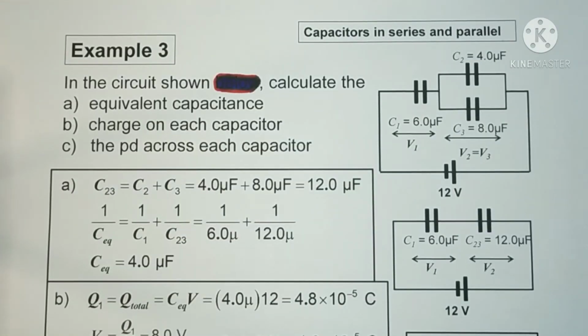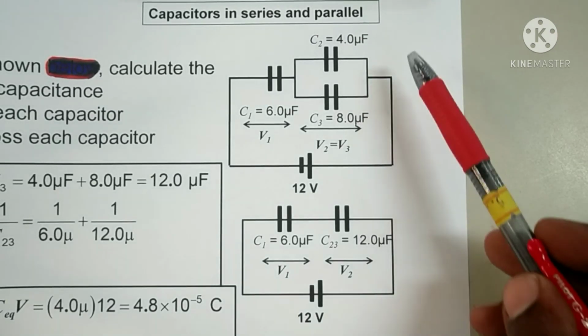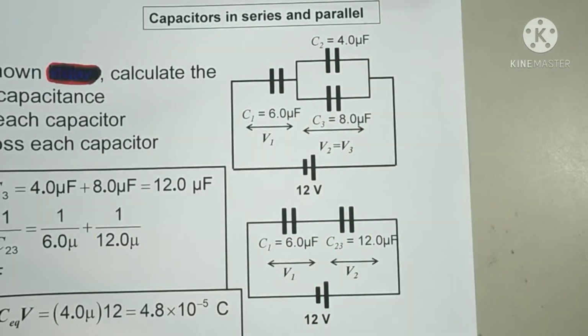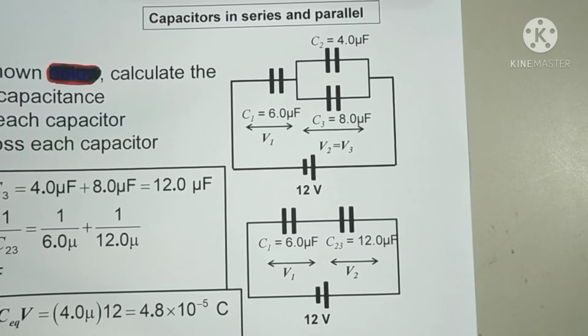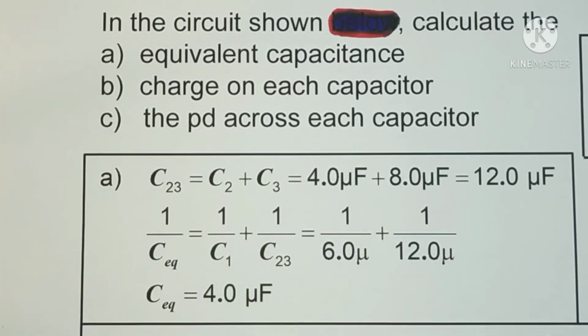Let us see another example, example 3. In the circuit shown, calculate the equivalent capacitance, the charge on each capacitor, and the potential difference across each capacitor. To find the equivalent capacitance in the circuit, I have to simplify this circuit into this form. C2 and C3 are in parallel. We combine these two into C23 and it will be 12 microfarad. And now these two capacitors are in series. They are in reciprocal form, where the C equivalent is 4.0 microfarad.